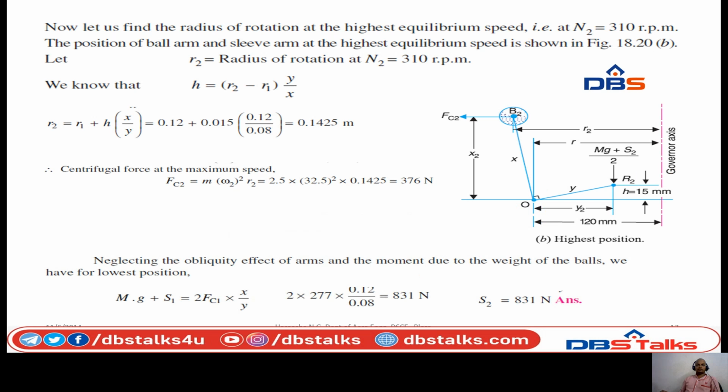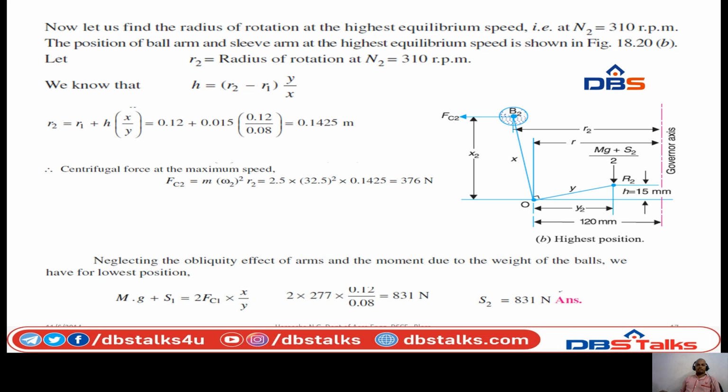we need to find that mg plus S2 is equal to 2Fc2 into x by y. So finally S2 is 1128 Newton. The stiffness formula is S equals (S2 minus S1) by H. We know the value of H, S2 as 1128 minus S1 as 831, by H, which is nothing but 15. So the stiffness of the spring is 19.8 Newton per millimeter.